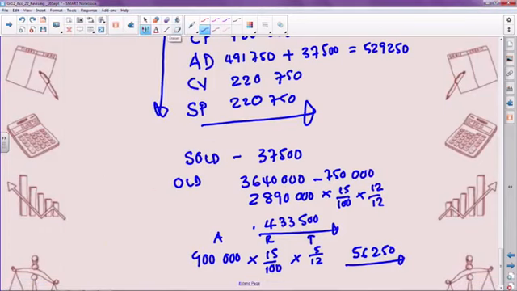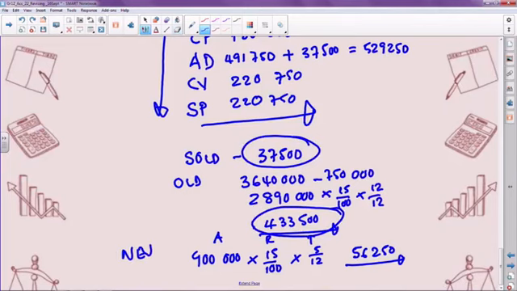What would it be? It would be the sold of 37,500, the unsold of 433,500, and the new. Remember, this is your new equipment at 56,250. So add these three components together, and that will then give you the total depreciation for the year.